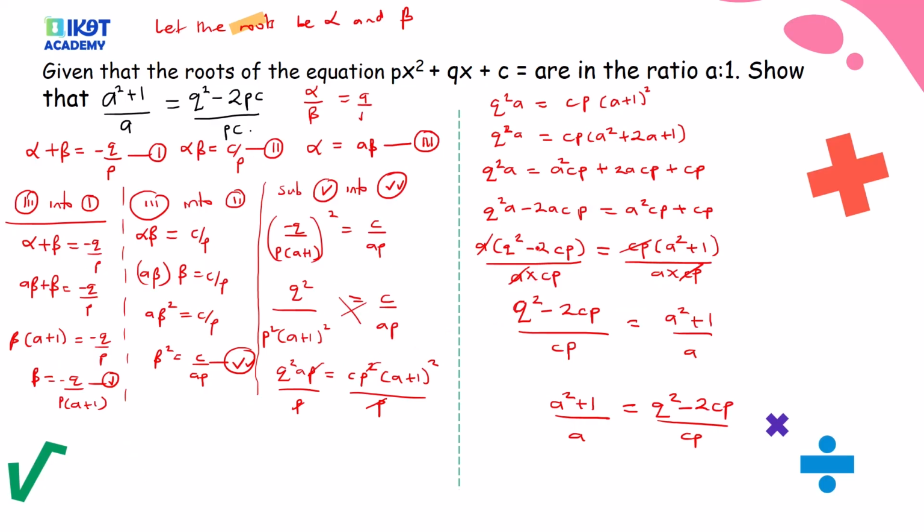Okay, so here we are. So you see, we expanded a squared plus 2a plus 1. Then after expanding, we collect like terms, and eventually we come up with this.